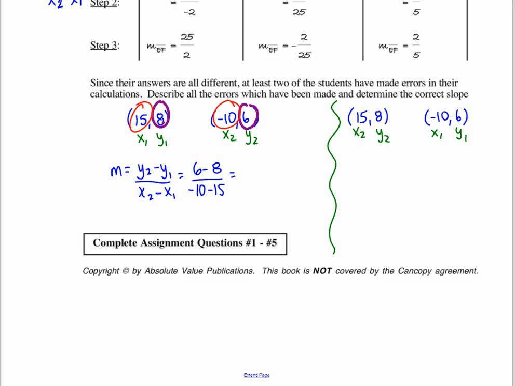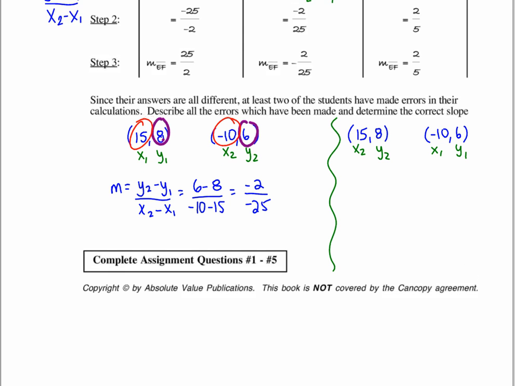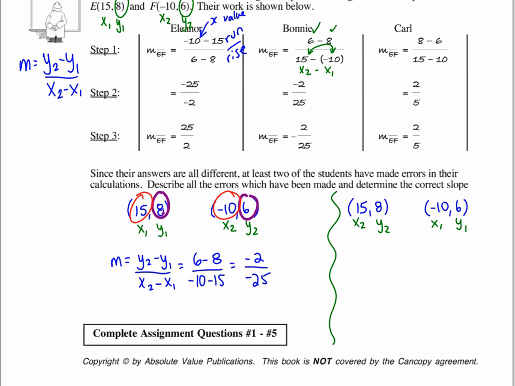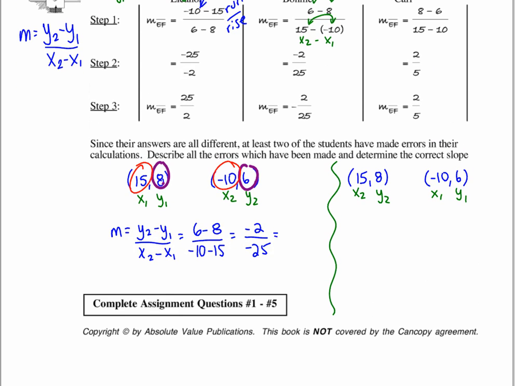So 6 minus 8 gives me negative 2. Negative 10 minus 15 is negative 25. Okay, 6 minus 8, negative 10 minus a positive 15. Now, what does that equal? That equals a positive 2 over 25. So all three of these were incorrect.